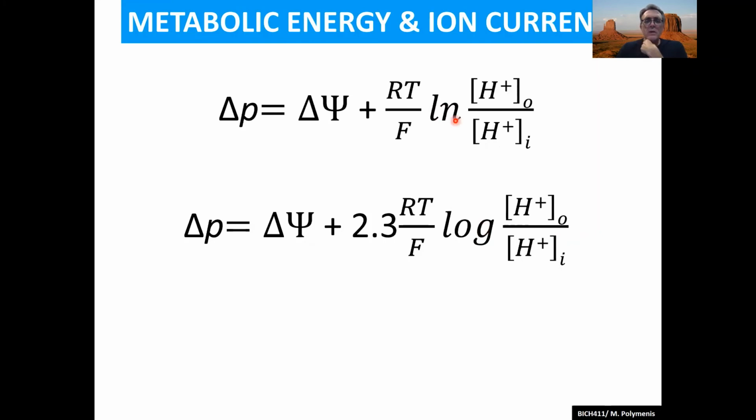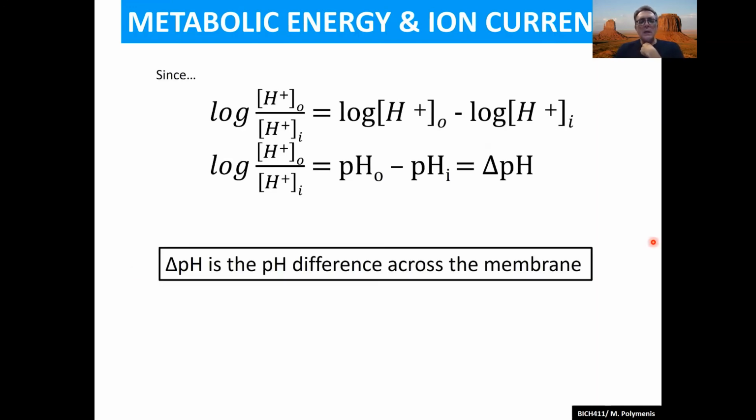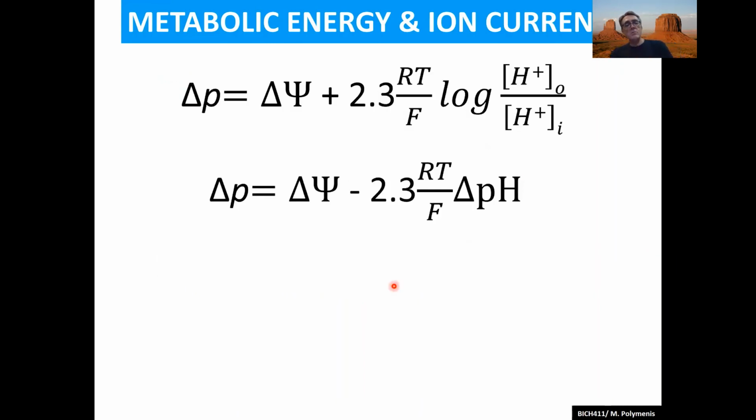Now, to get to pH, we have to go from the natural log to base 10 logs. And now that's our equation at this point. And the delta pH is the pH difference, of course, across the membrane. So you can measure this. You can measure the difference in the pH from the inside to the outside of the mitochondria, and you can measure the voltage difference also, and that gives you a precise number on the proton motive force. That's the whole idea.